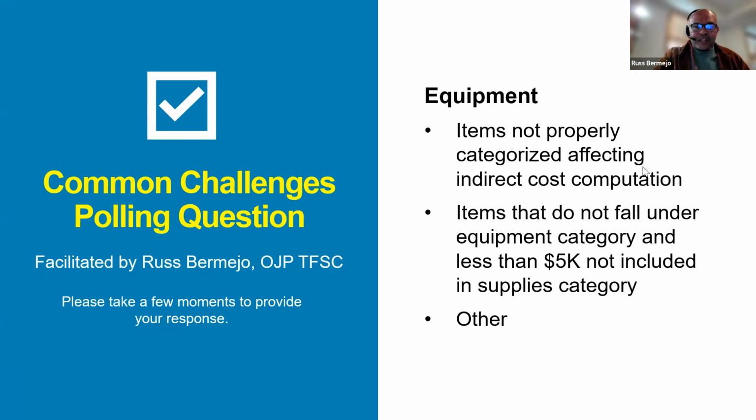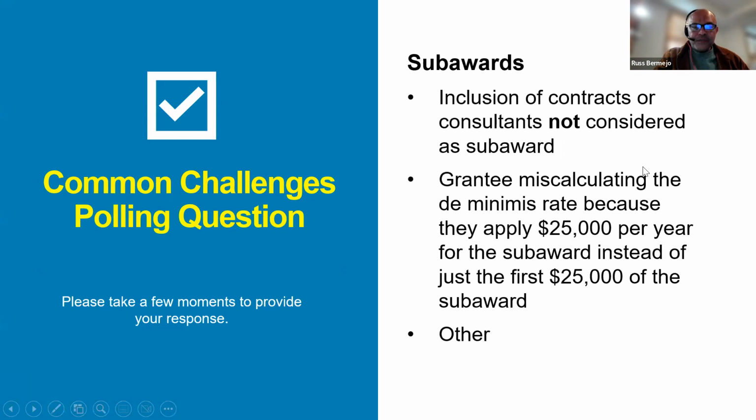All right, let's go to our next polling question. Subawards. What have you encountered regarding subawards? Again, take a few moments here. Have you experienced inclusion of contracts or consultants not considered as subaward? Or what about miscalculation of the de minimis rate because they apply it to 25,000 per year for the subaward instead of just the first 25,000 of the subaward? Feel free to select any of these that apply. Looks like you've experienced both of these.